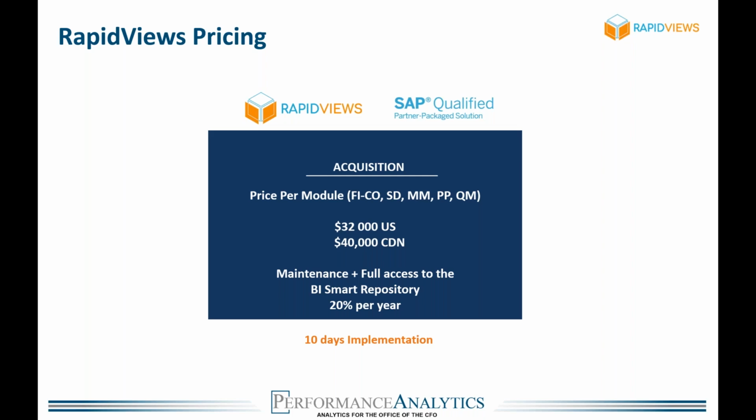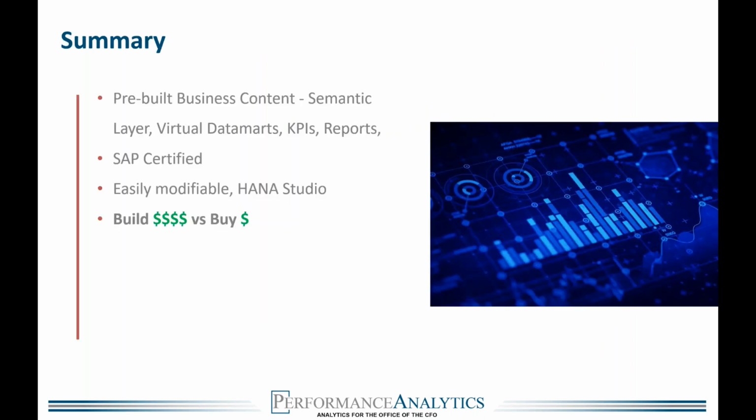The maintenance is 20% per year, and included in the maintenance is full access to the BI Smart repository that Julian and Denise just introduced to you. And then of course, lastly, what does it take to implement? It's 10 days of implementation services per module. And that should be pretty clear. Again, we make it easy. All right.